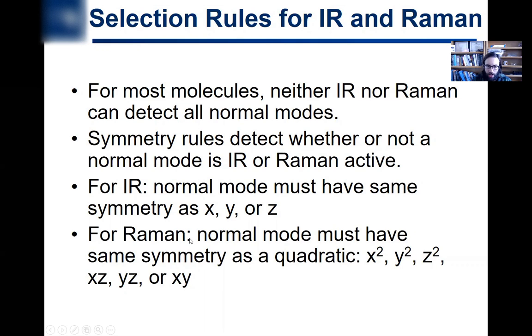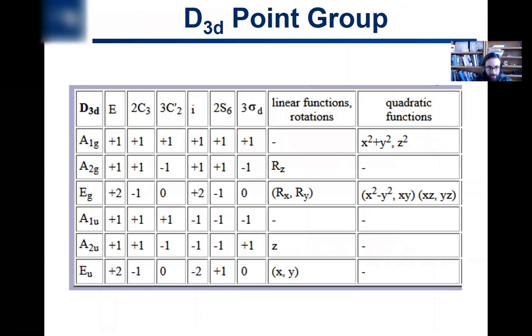And for Raman, the normal mode that you're evaluating must have the same symmetry as some sort of quadratic function. Any quadratic function suffices. So your options are x squared, y squared, z squared, xz, yz, or xy. So if one or multiple of these quadratic functions transforms in the same way, with the same symmetry as your normal mode that you care about, that normal mode will be Raman active. Okay, so we can now, with this very simple rule, look at any character table.